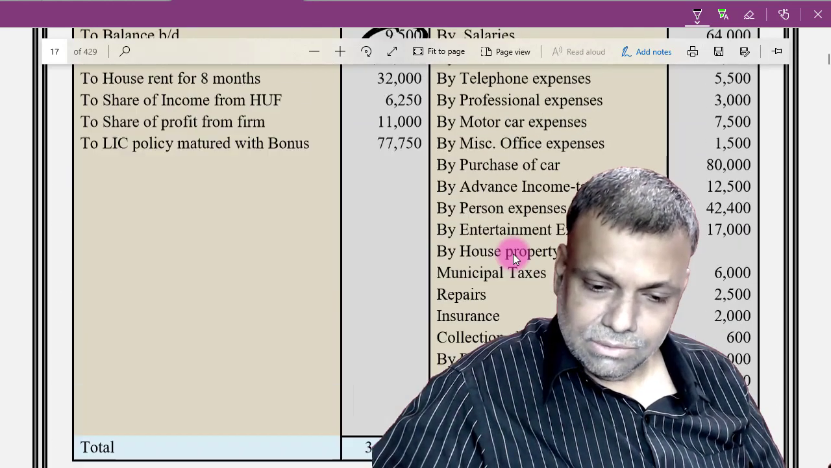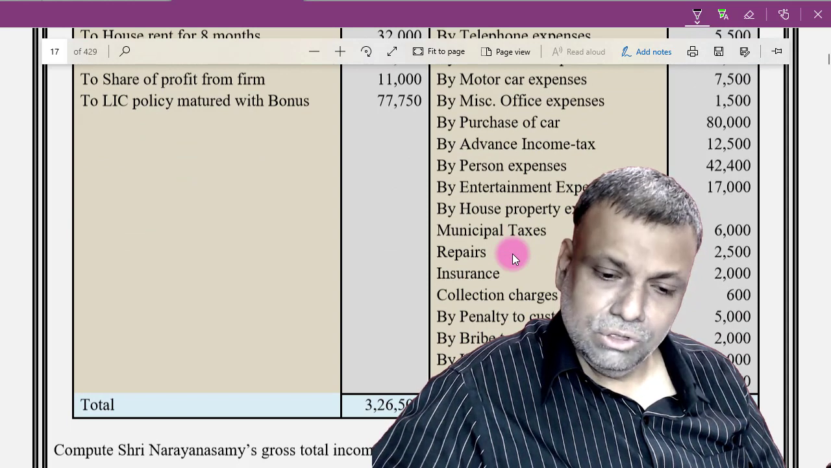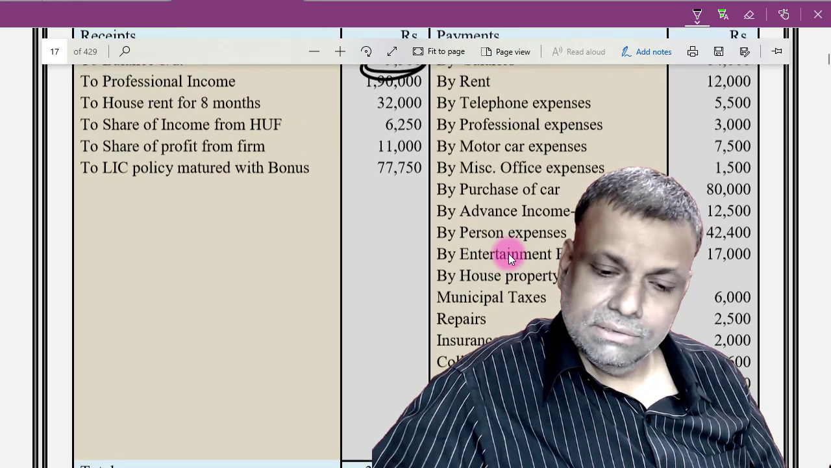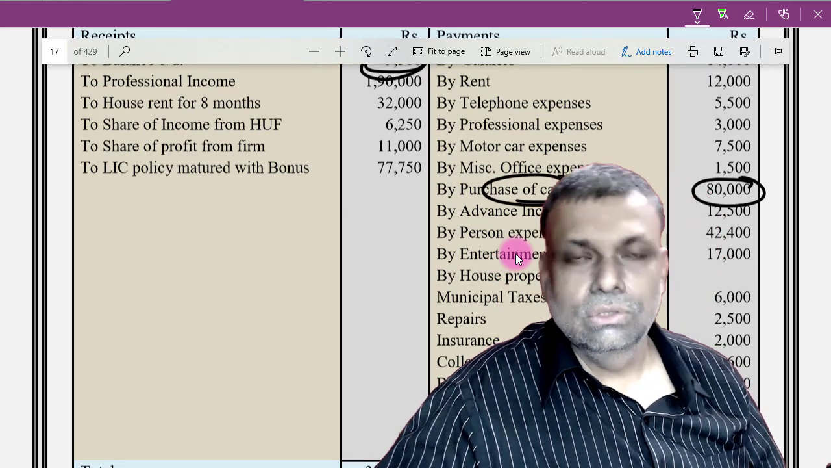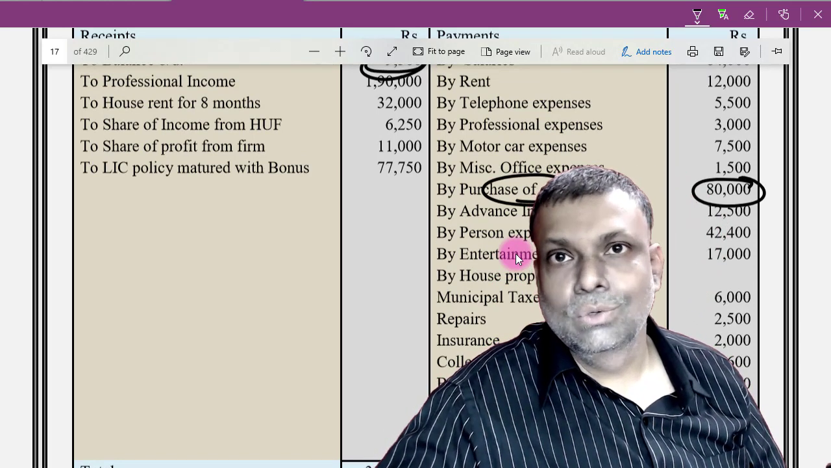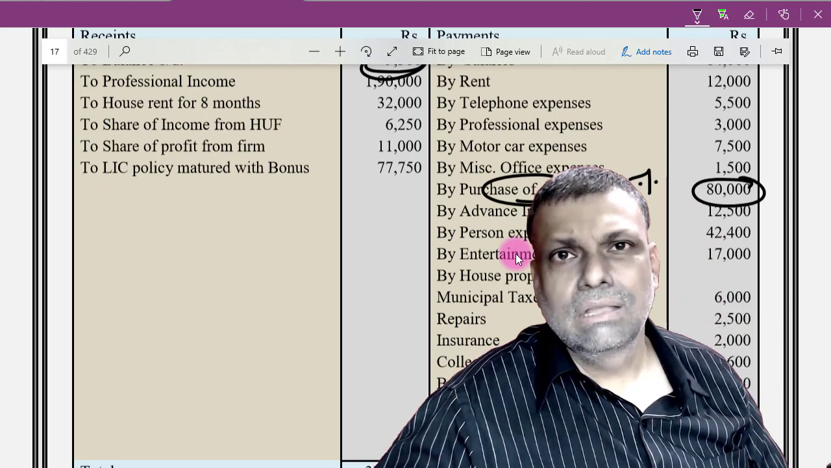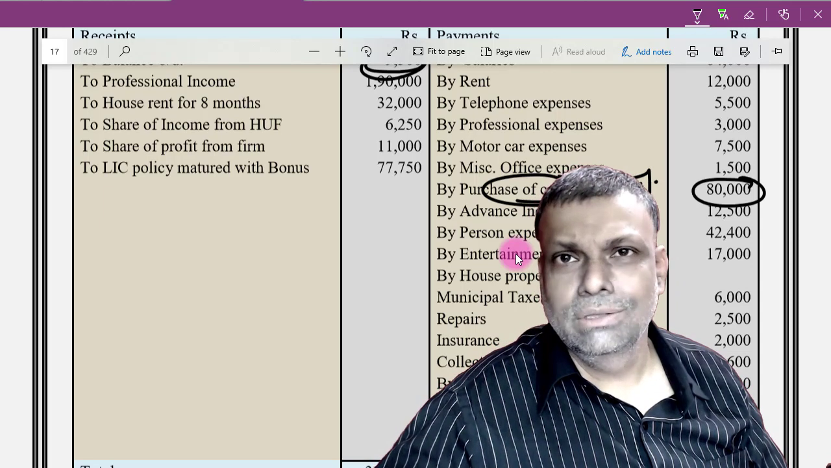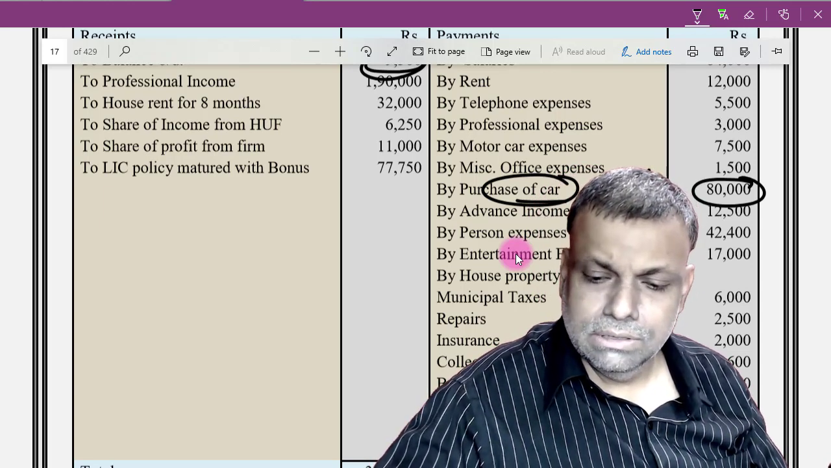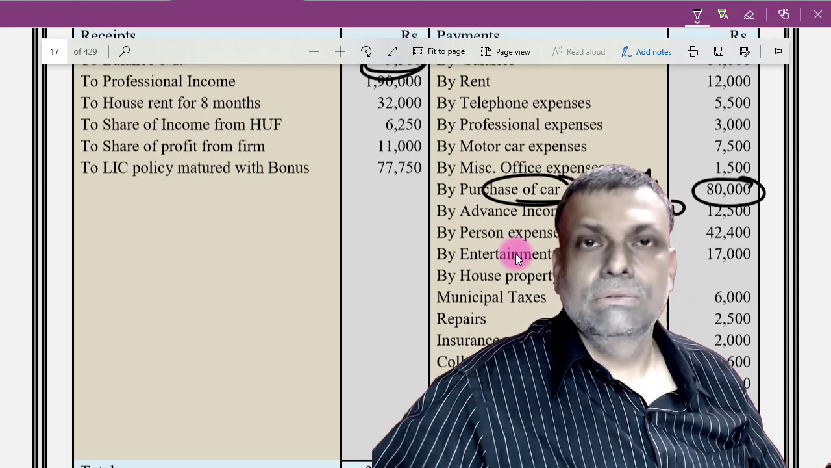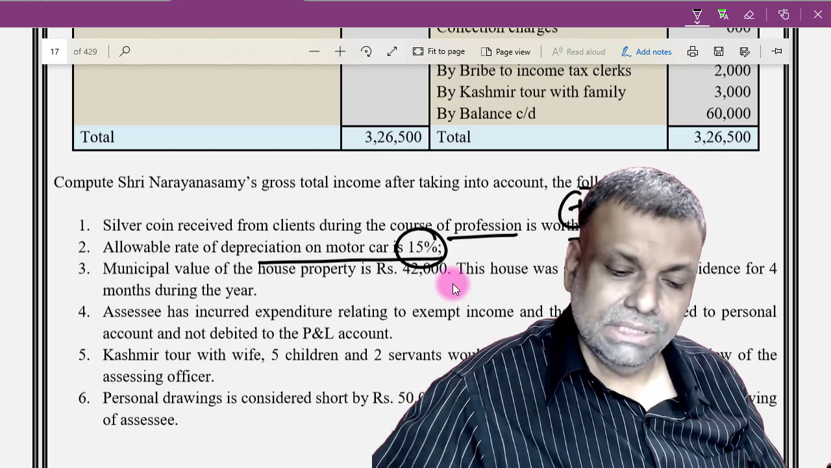Allowable rate of depreciation on the motor car is 15%. I think he has purchased some motor car, one second, let me check. The purchase of car is 80,000. On this particular car he is going to get the depreciation. So 15% depreciation is given. Half rate, full rate, number of days used during the year, all that data is not given to us. So straight away I will say 12,000 rupees depreciation, I will reduce it from my profit, that means my surplus basically.